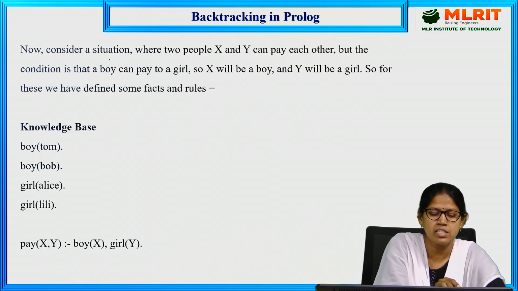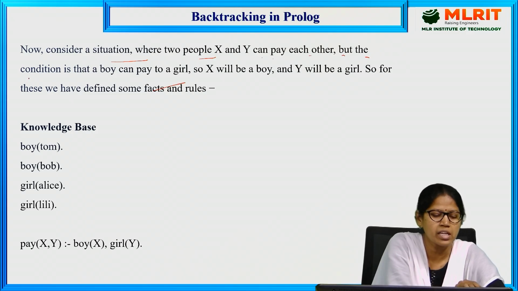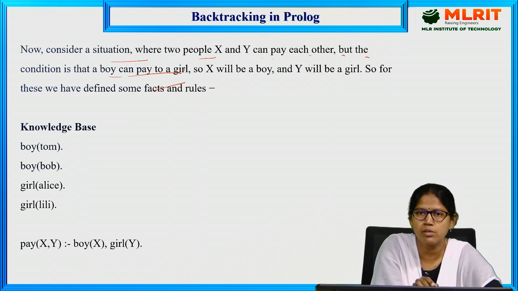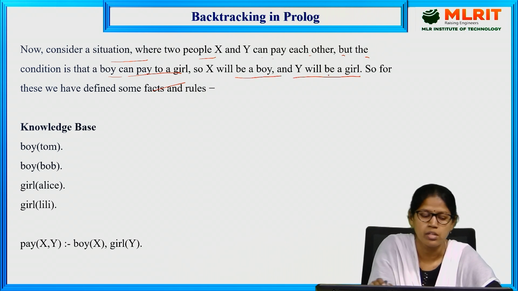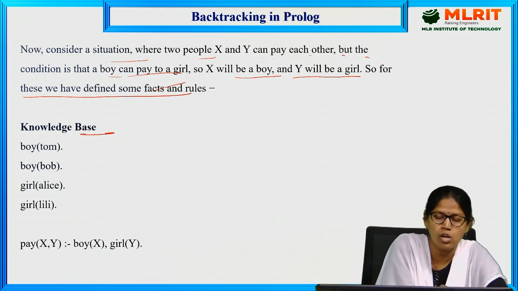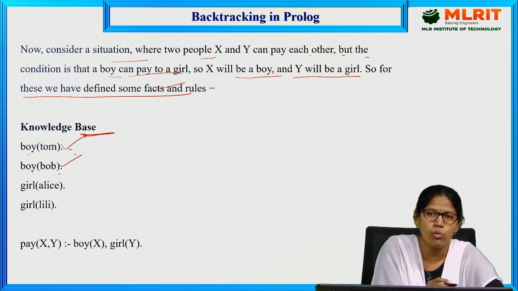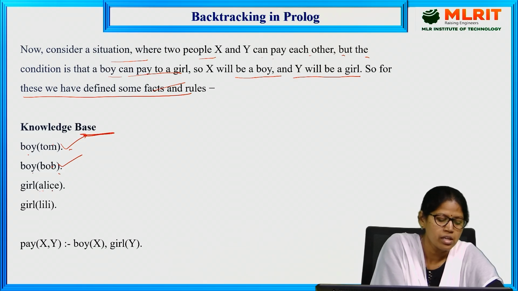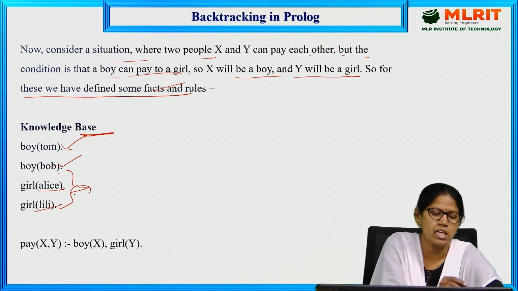Now consider a situation where two people, X and Y, can pay each other, but the condition is that a boy can pay to a girl. So X will be a boy and Y will be a girl. For this, we have defined some facts and rules. Let's see. The knowledge base is boy Tom, boy Bob. When Tom or Bob are there, then either Tom or Bob has to pay. If it is Alice or Lily, both are girls, so they need to pay. That is the scenario. Let's see once again.